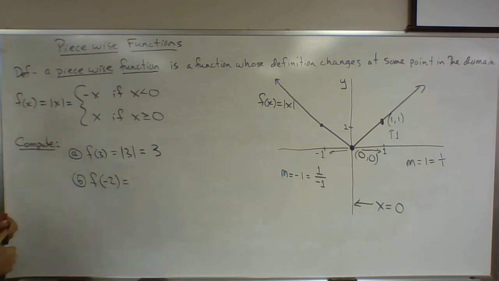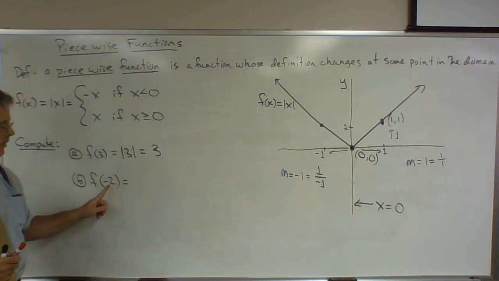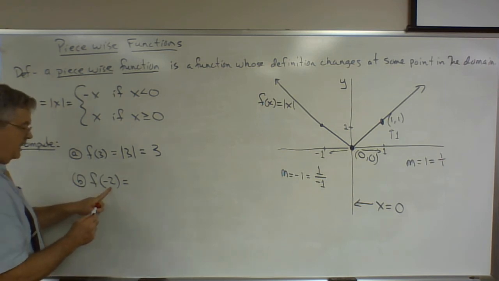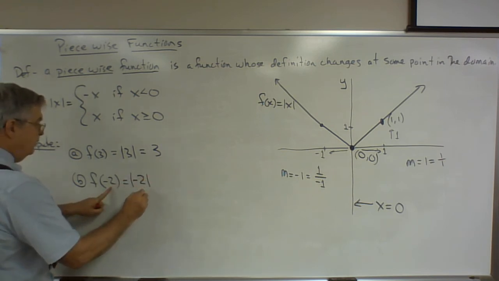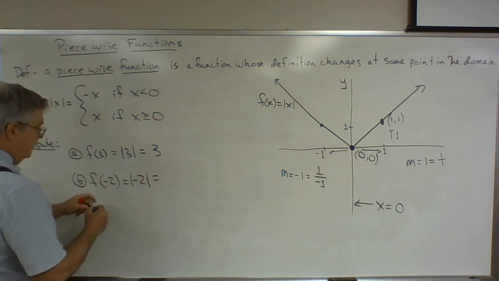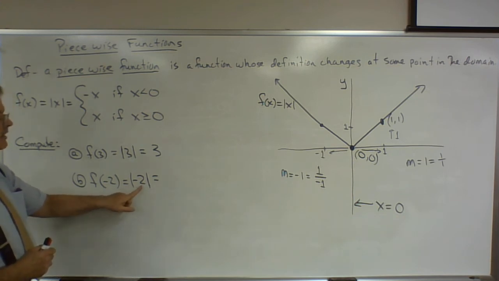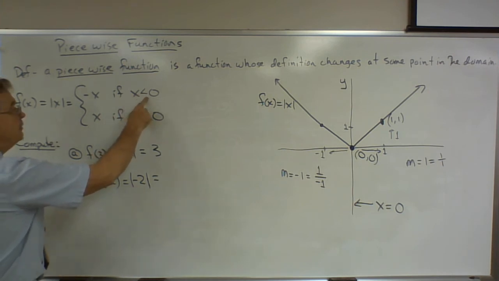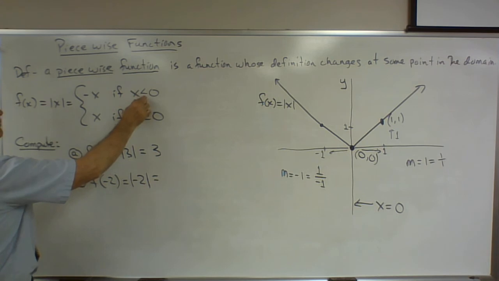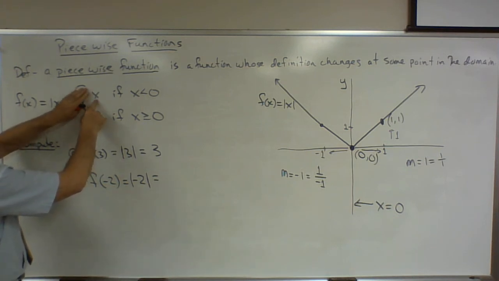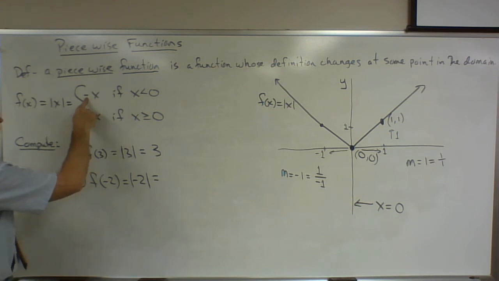No problem there. This one's going to be a little bit trickier. We want f evaluated at -2. So that's the absolute value of -2. And notice that here, x is -2. x is less than 0 here. So this is the rule that applies. It says if x is less than 0, and we want the absolute value of x, then take x and multiply it by -1. That's what it says.